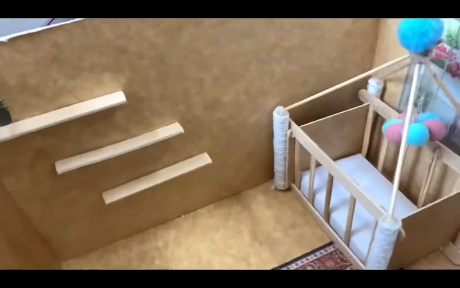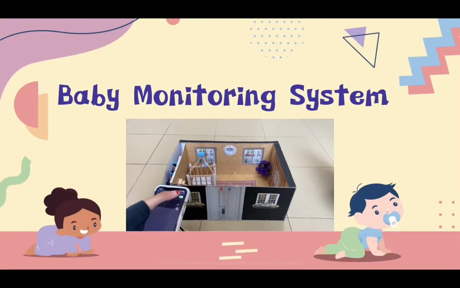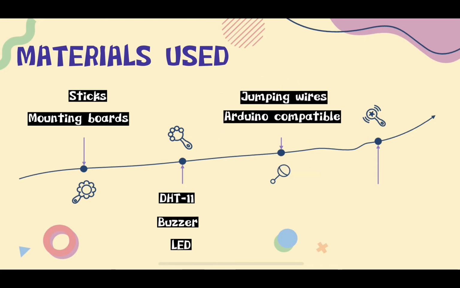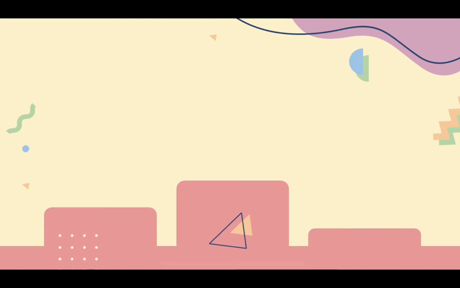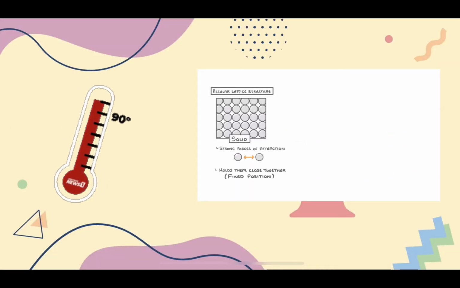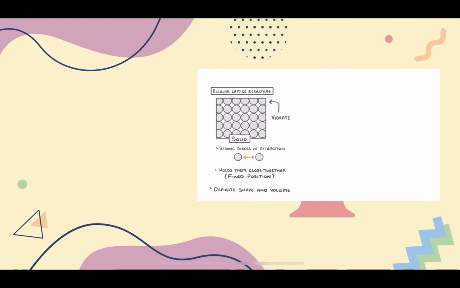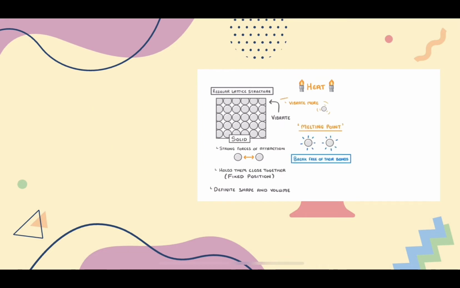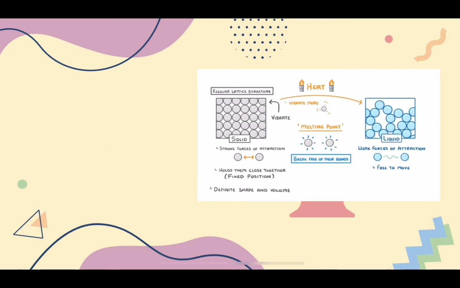The product we decided to produce is known as the baby monitoring system. Our product was built from mounting board, stick, temperature humidity sensor DHT11, buzzer, LED, jumping wire, Arduino compatible, micro USB cable, and many more. Basically, theories related to our product are kinetic theory, coding theory, and circuit theory.